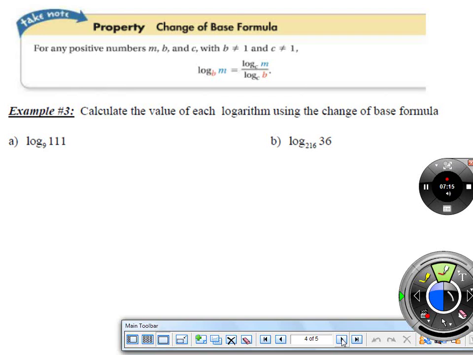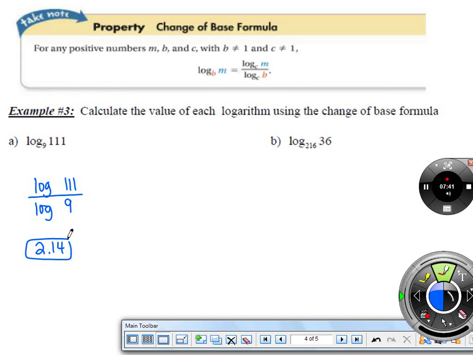So here we're going to calculate in our calculators. For part A, I don't have to type log base 9 of 111 in my calculator. I could type in my calculator log of 111, using the common log because I have that button right on my scientific calculator, divided by log of 9. And if I type that in correctly, I should get 2.14.